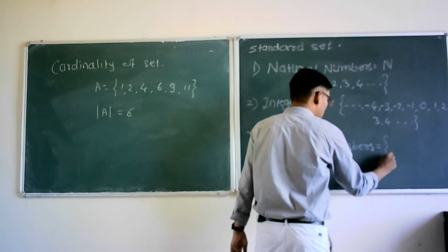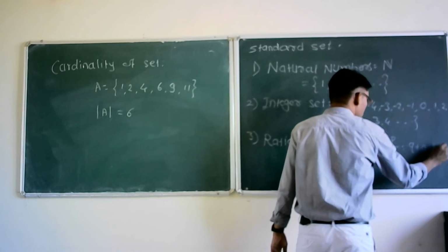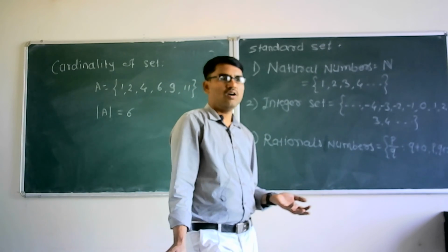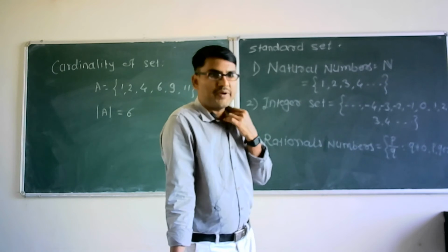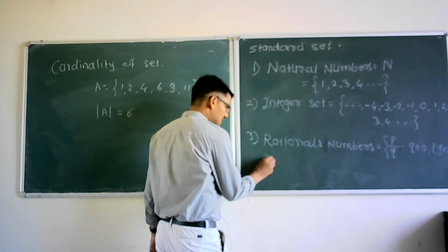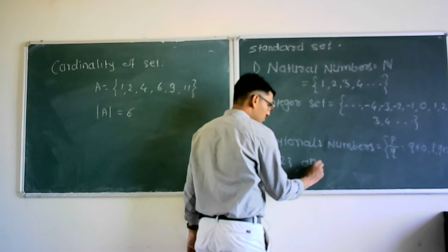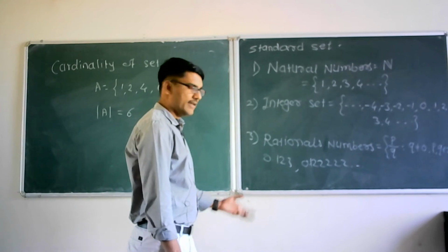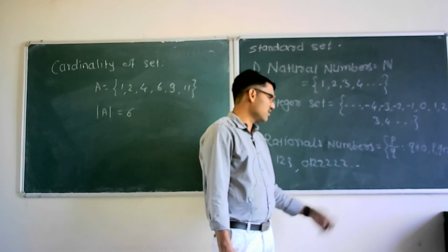Rational number set: it is of the form p by q, where q is not equal to 0 and p, q belong to Z. Or it has a terminating decimal fraction, or a repeating decimal fraction, then we also call it a rational number. For example, 0.123 is a rational number, or 0.11222... This decimal fraction is not ending, the sequence does not stop, but there is some repetition, so this is also a rational number.